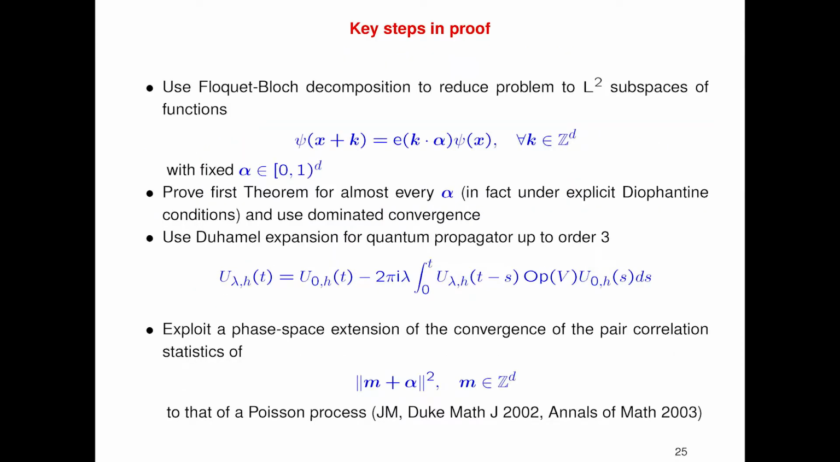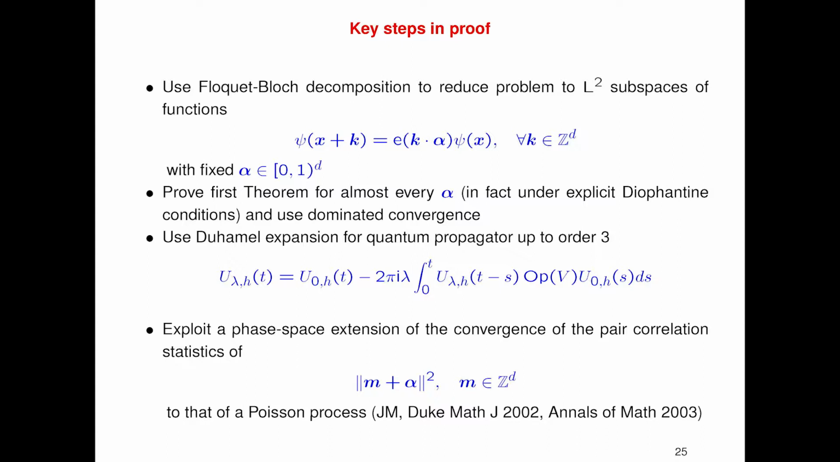I think I'm stopping now. I'll just flash the 4 points in the proof of this theorem. The first is absolutely classic in the analysis of periodic potentials, the Floquet-Bloch expansion. Alpha is a Bloch vector. We then prove on each Bloch subspace that the theorem holds under certain Diophantine conditions on this Bloch vector alpha. Then we use another textbook tool, which is the Duhamel expansion. That's a tool in perturbation theory to get these various terms.